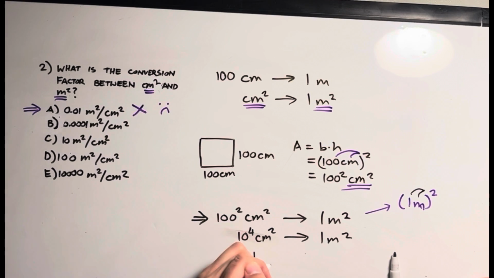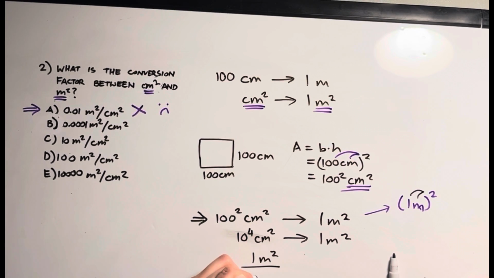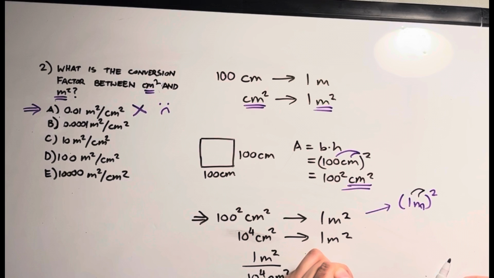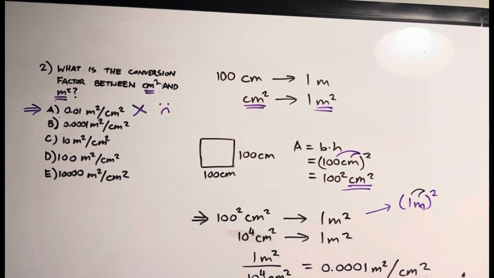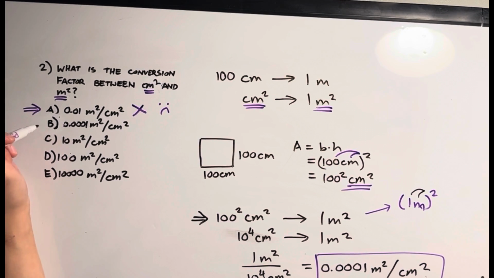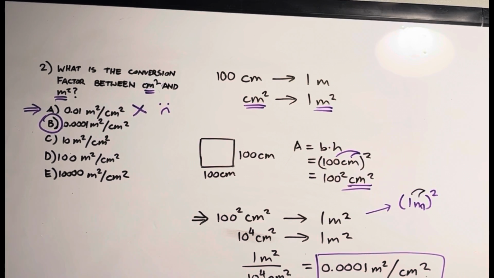Now let's divide 1 meter squared by 10 to the 4th centimeters squared. So we can convert it to 0.0001 meters squared for every centimeter squared. So as you can see, this matches up with choice B, which is the correct answer. And this concludes problem number 2.